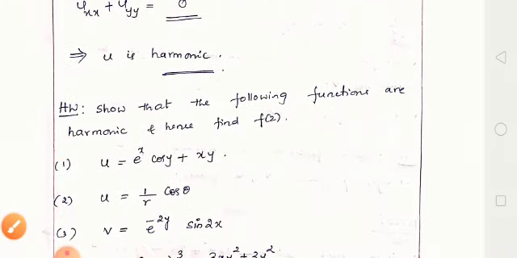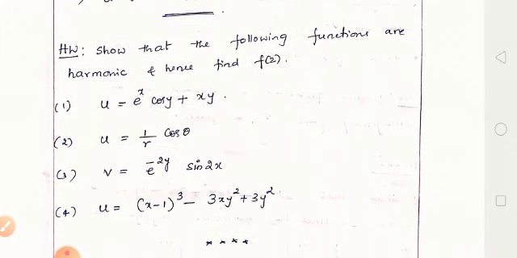Here, a few homework problems are there. Show that the following functions are harmonic and hence find f of z. First one, u equals e power x into cos y plus xy. Second one, u equals 1 by r into cos theta. Third one, v equals e power minus 2y into sin 2x. And fourth one, u equals (x minus 1) whole cube minus 3xy square plus 3y square.